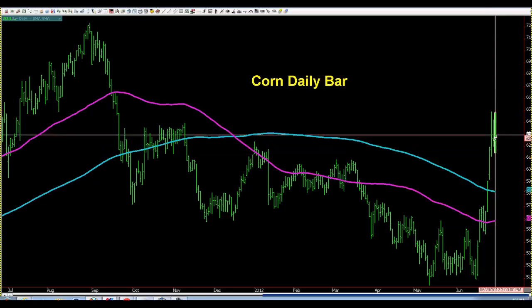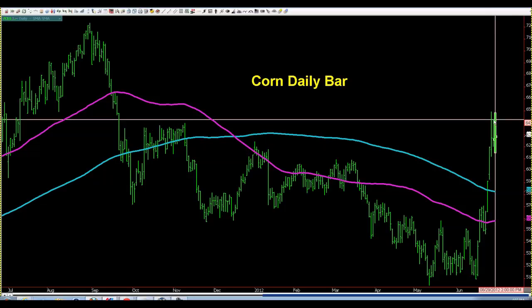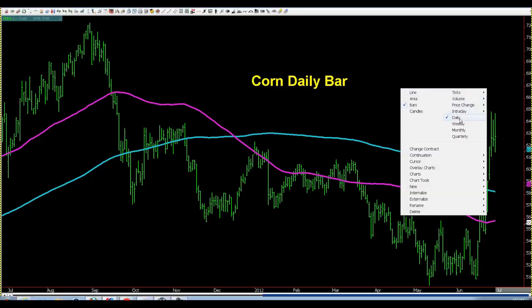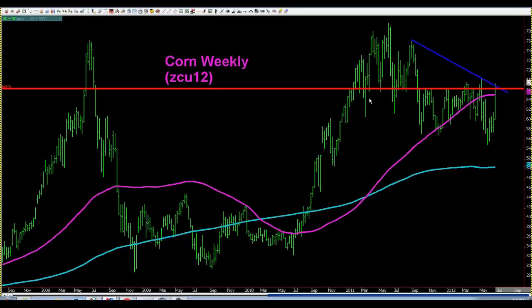And it turned around and in a minute and a half was all the way back to 644 and hit our stop. Boo! We were stopped out in corn today. My apologies, traders. We had a great profit in it. I just couldn't take it fast enough. Now, let's switch this out to a weekly.